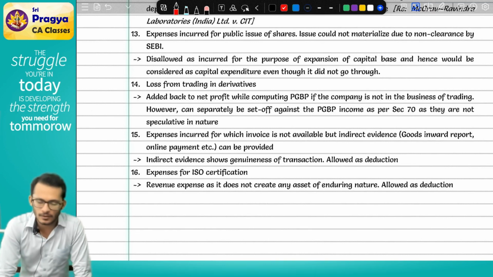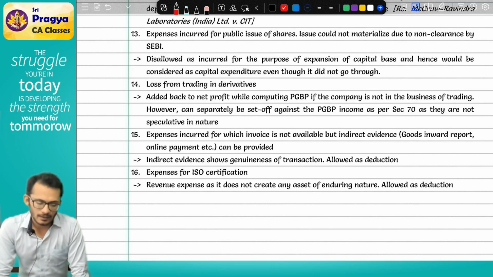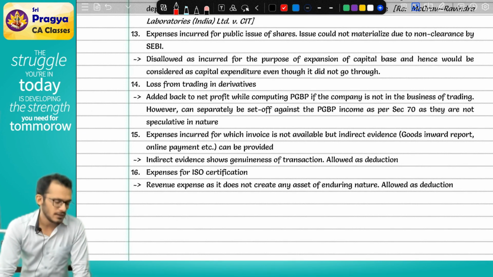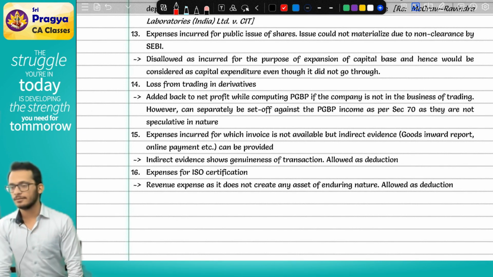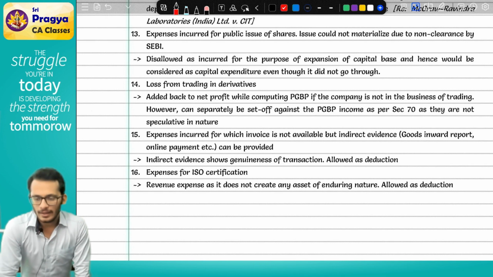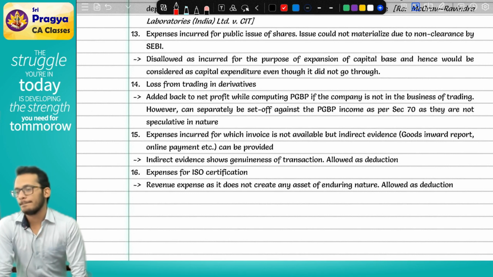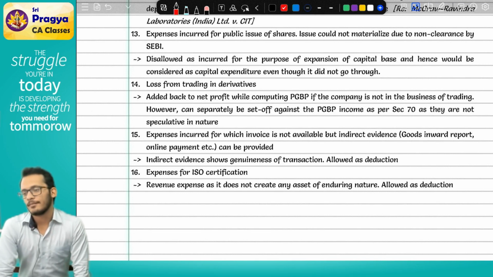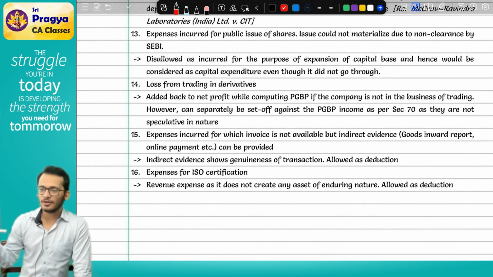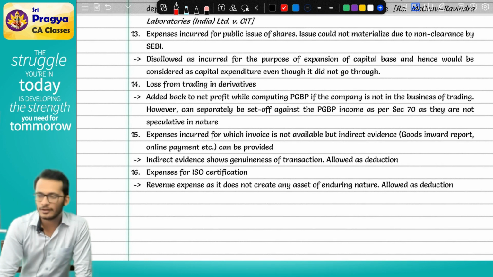It says expense for ISO certification. Do you know what is ISO certification? Any idea? No idea. Okay. Now assume Rahul has not taught you this. You are in the exam.